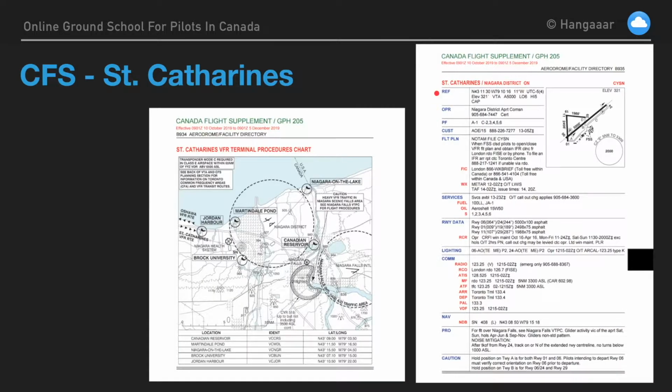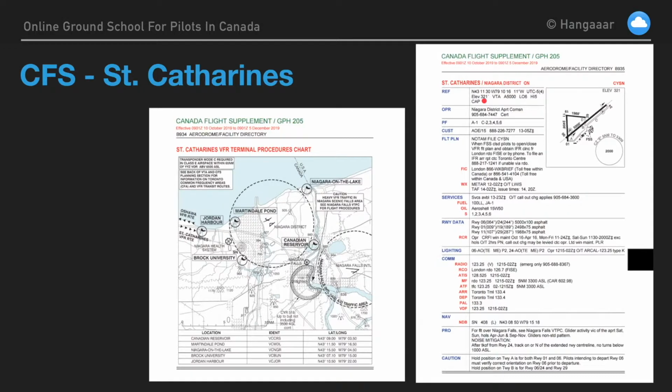Essentially what you have is all of these headings. Ref stands for reference. So all the stuff here really is about finding the Niagara District Airport, with 3 exceptions, okay? 11 degrees west is the local variation. UTC, where it says -5 and in brackets 4, that's the time offset from Zulu time.